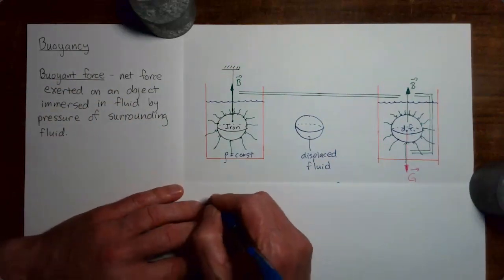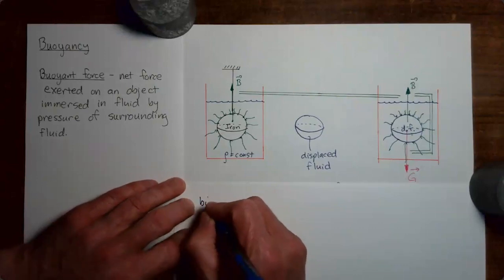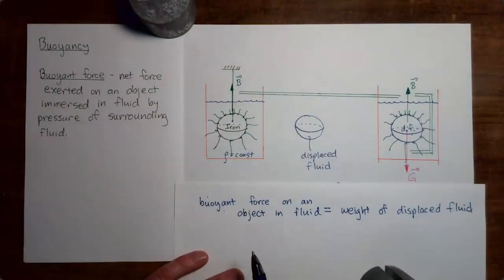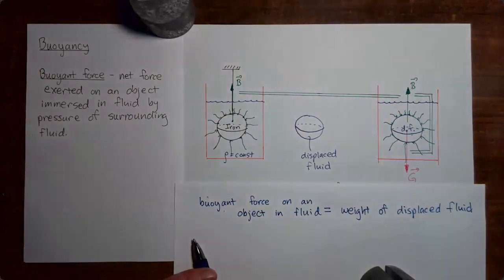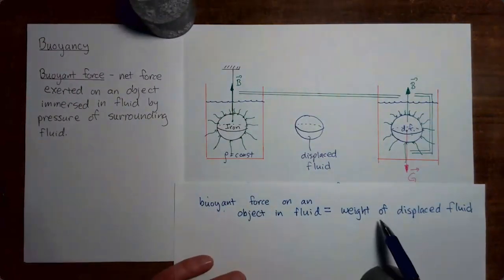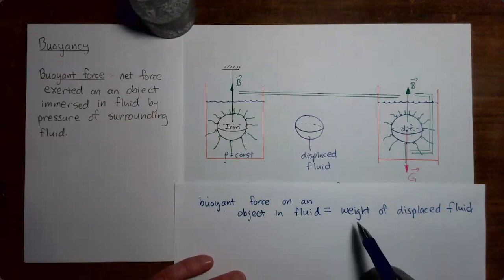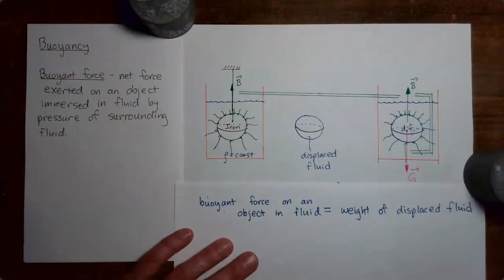Let me write that out. So we have shown in this video that the buoyant force, or in other words, the net force exerted on an object by the pressure of the surrounding fluid, is equal to the weight of the fluid that that object is displacing. This is known as Archimedes' principle.